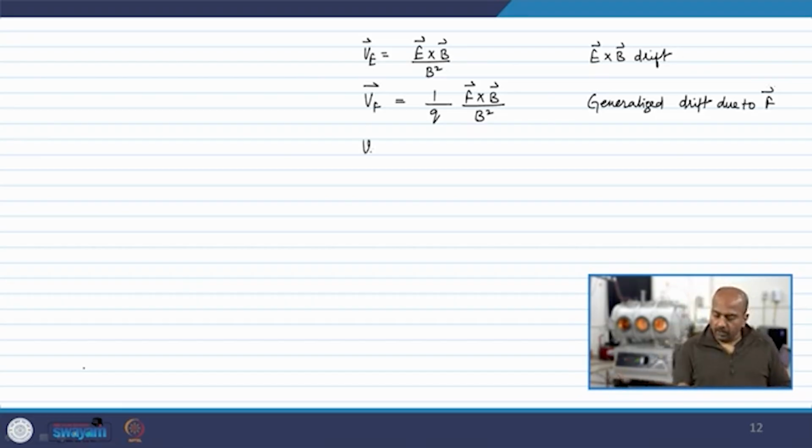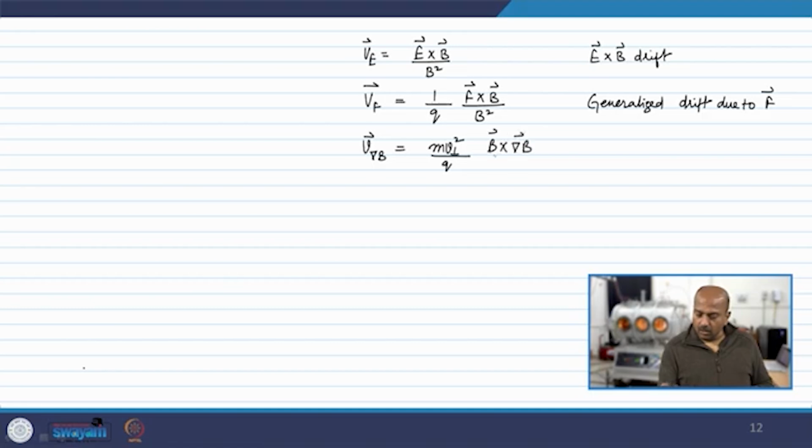Then we define what is V del B, okay, which is m V perpendicular square divided by q times B cross del B by B square. This is a more important drift which is called as the gradient drift.